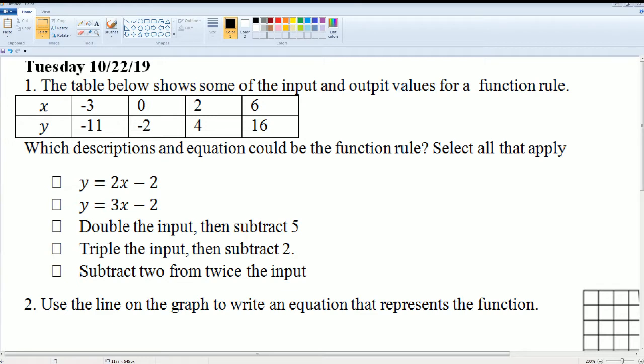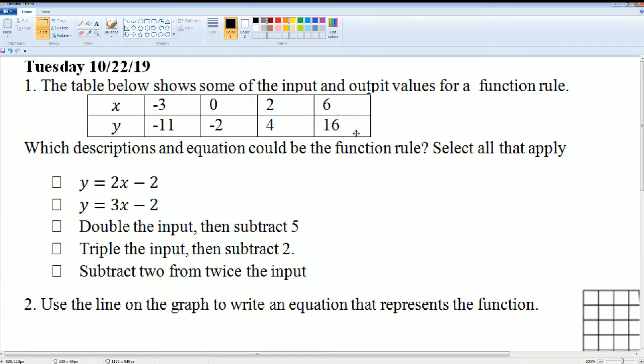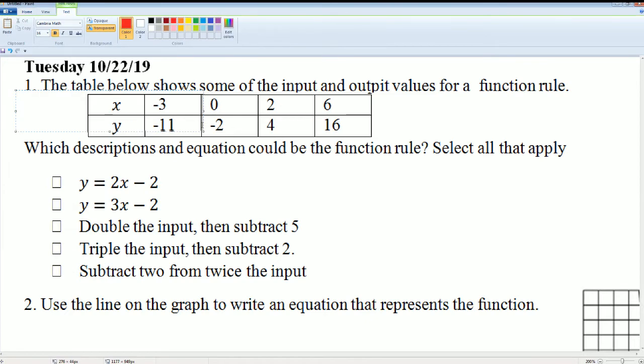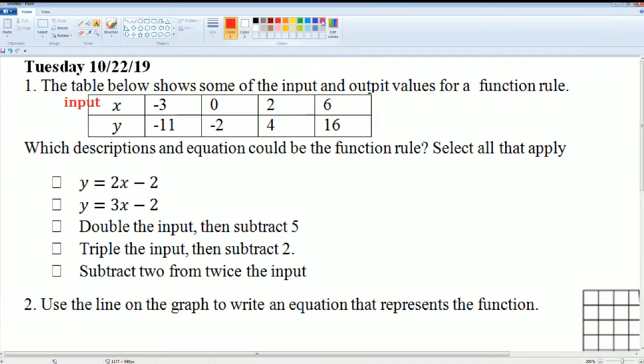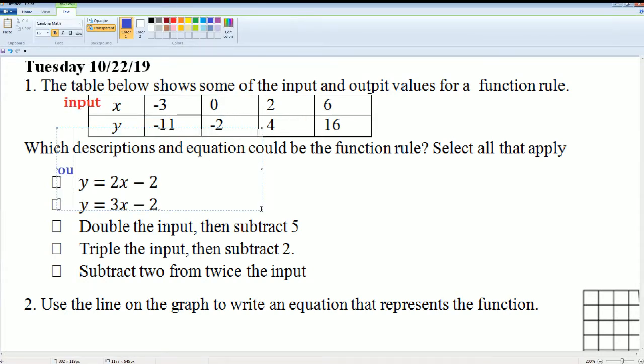Okay, number one, the table shows some input and output values for a function rule. Which description and equation can be used to find the function? Select all that apply. If you watch Monday's homework solution, we should know that the x value is your input, and your y is considered your output.